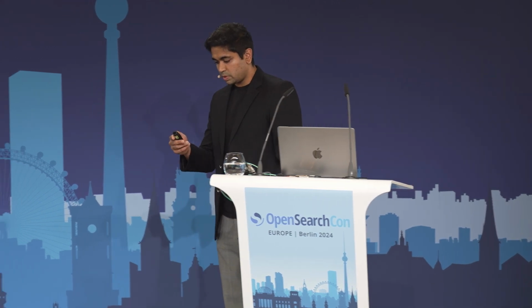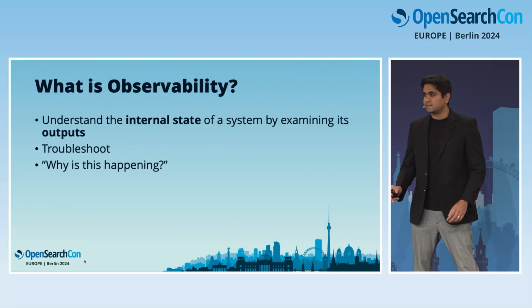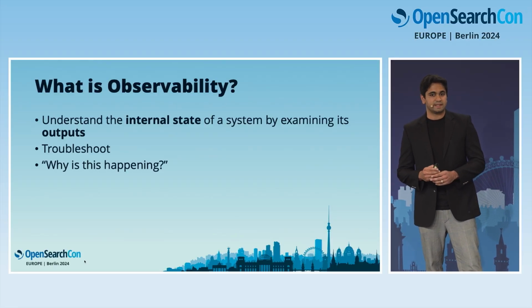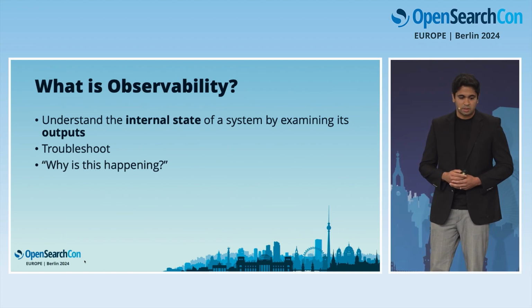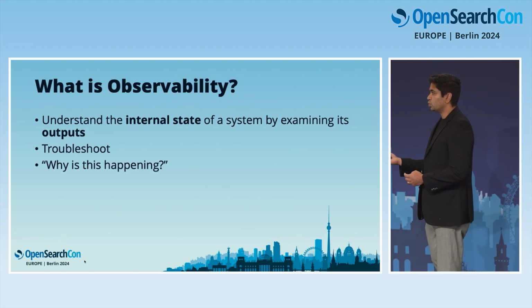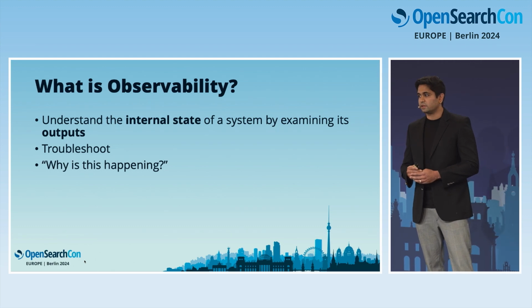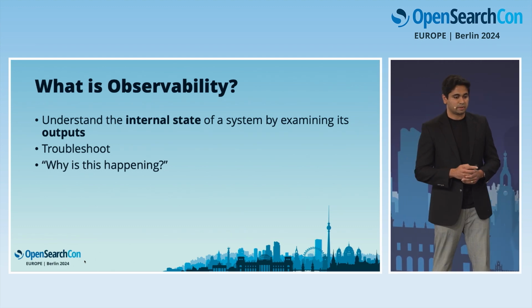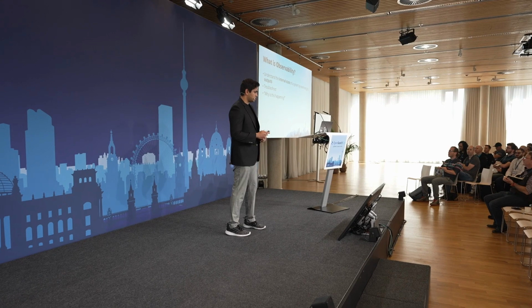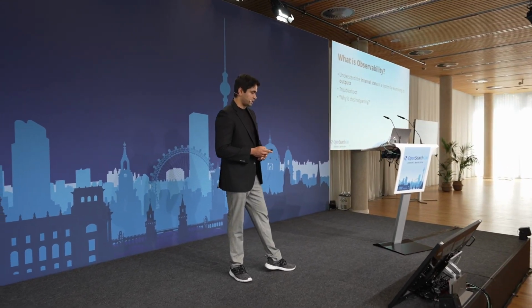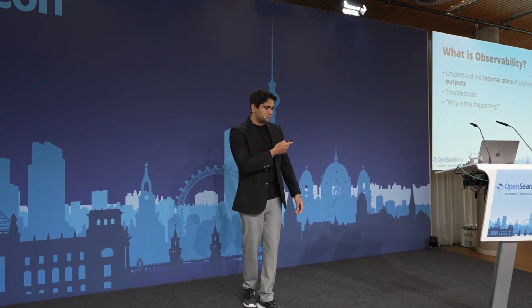Yeah, so building on what my friend said here, it's understanding the internal state of a software system by examining its outputs. It's really helpful in troubleshooting a system and essentially answering the question, why is this happening? So what are these outputs that we can get that can be helpful?